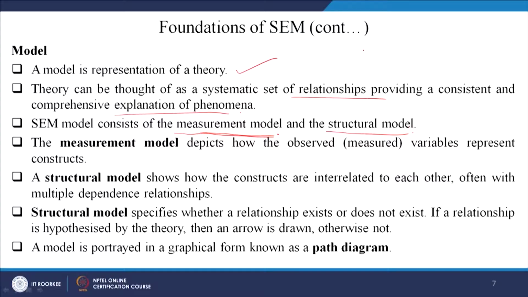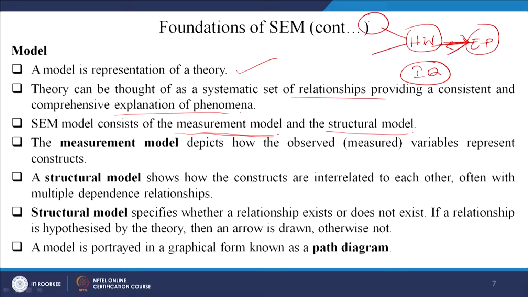For example, exam performance is affected by what? Exam performance is affected by hard work, and let us say I am taking one more construct, IQ. Now, hard work depends on two more variables, let us say one is the financial condition of your family, and your ability to concentrate. So, when you build such a relationship, we already understand why we are doing it.